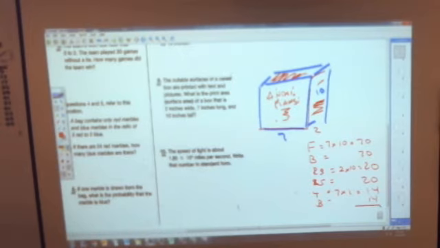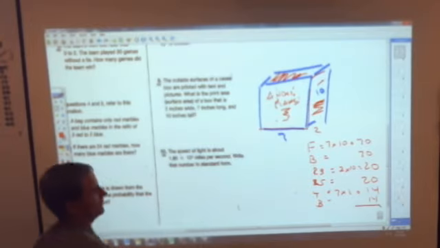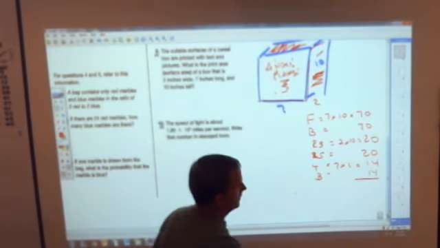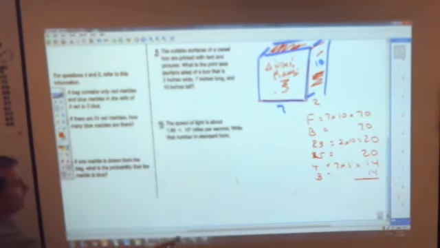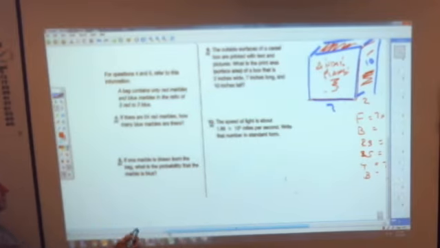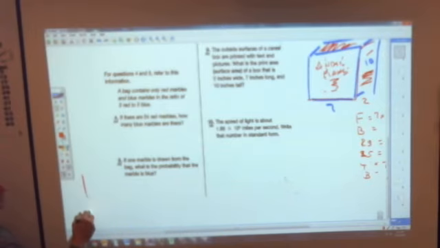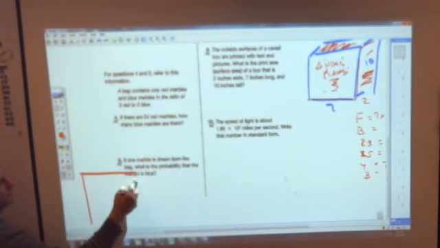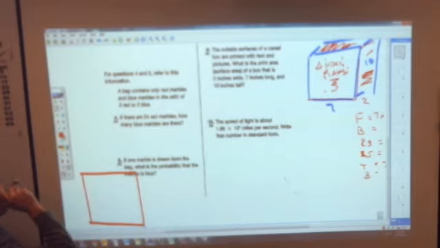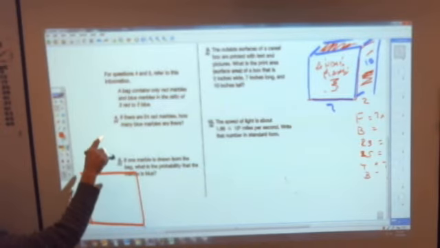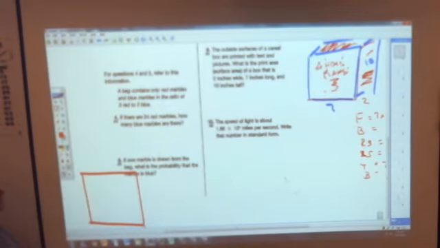Brendan, should we do number 5? We should. We shall do number 5. If a marble is drawn from a bag, what's the probability the marble is blue? So did you draw a bag, Brendan? No. Here's my bag of marbles. A bag of red and blue marbles in the ratio of 3 to 2. There are 24 red marbles. How many blue marbles are there?